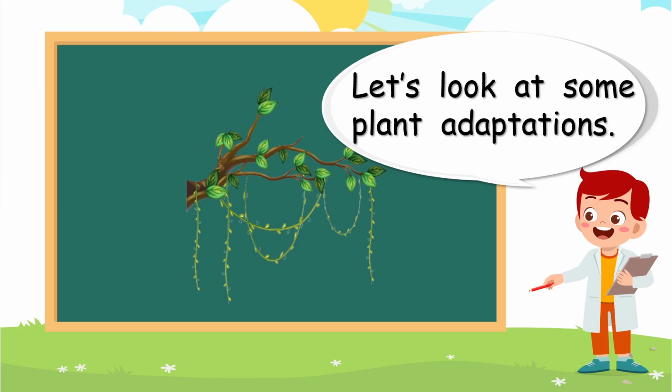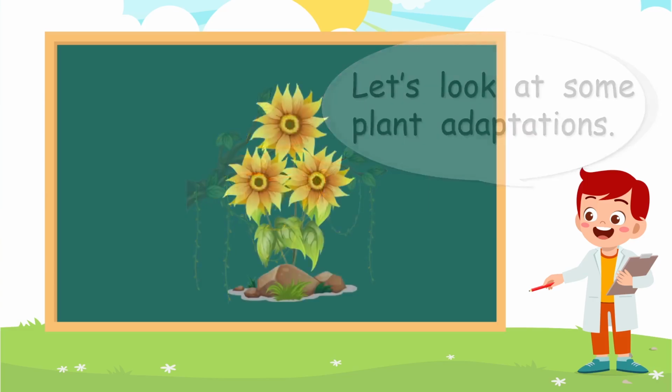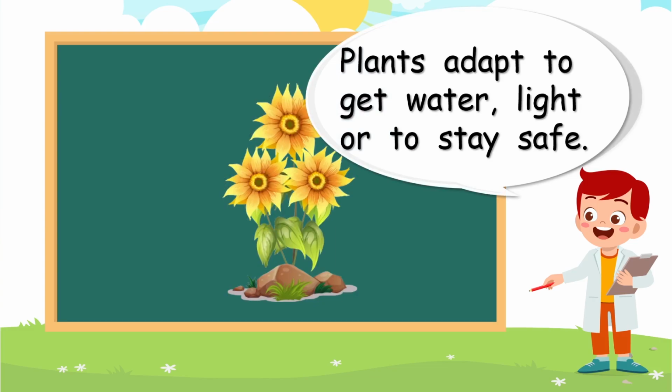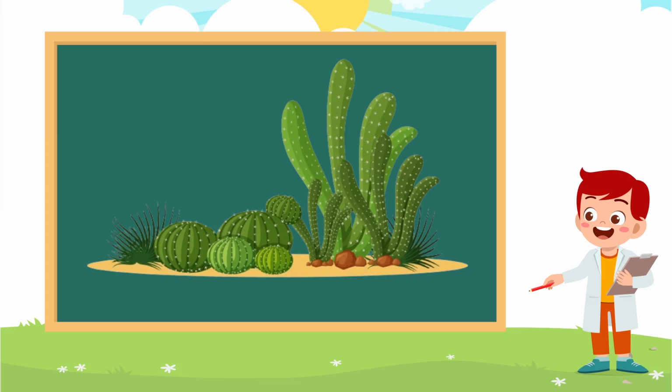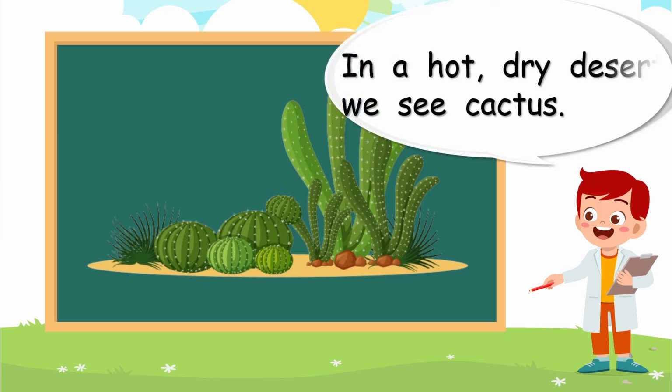Let's look at some plant adaptations. We see plants all over the world, which is great. Plants adapt to get water, light, or to stay safe. These, we know, are the things that living things need to survive. Oh, there's cactuses. In a hot, dry desert, we see cactus. There are some different types and different shapes.